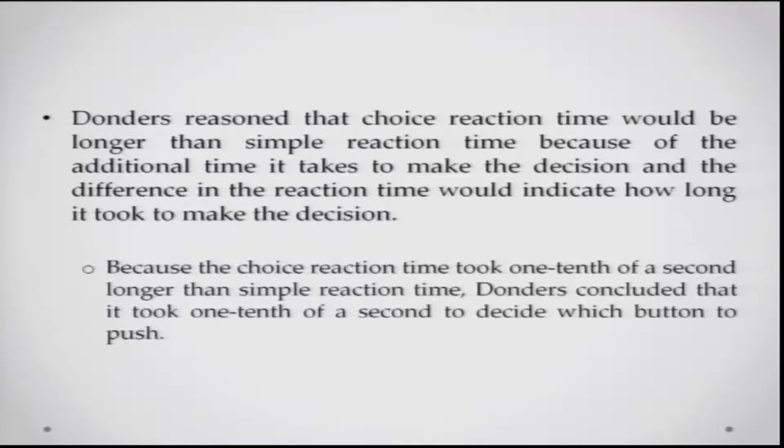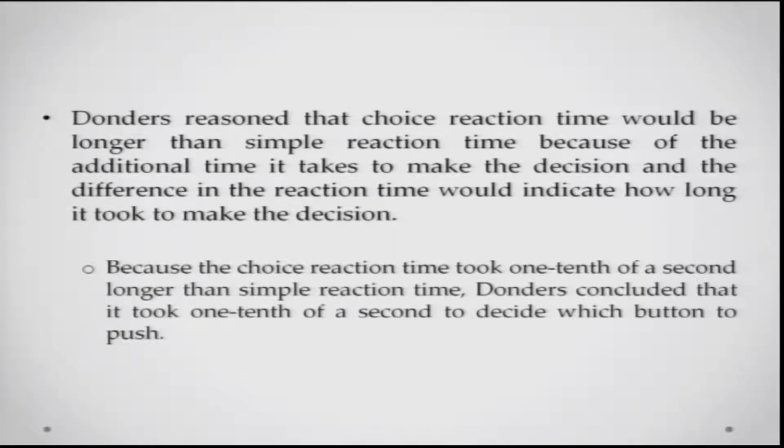Now, if you subtract the simple reaction time from the choice reaction time, you will get a number which will actually tell you how much time it took to decide which key was supposed to be pressed. This is a simple subtraction technique which Donders used, and in that sense he actually talked about how you can really calculate the amount of time that is taken in each step of a particular mental process.